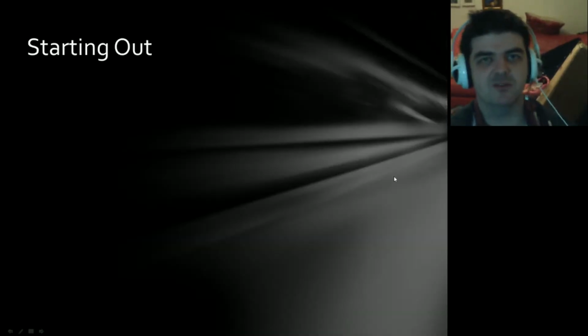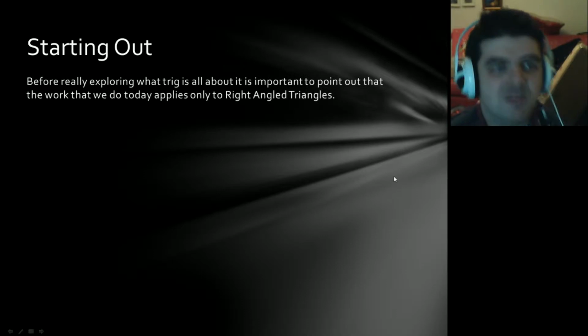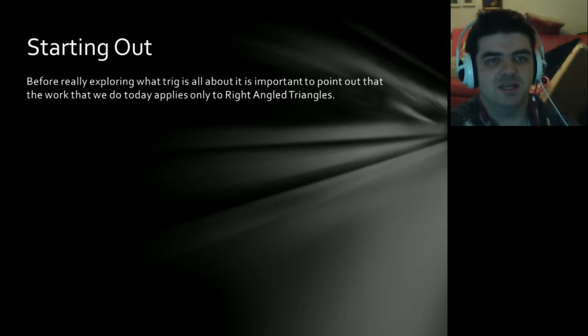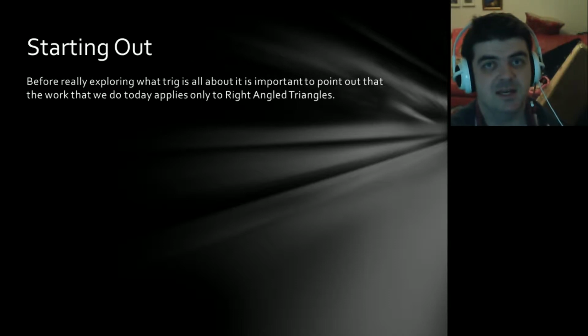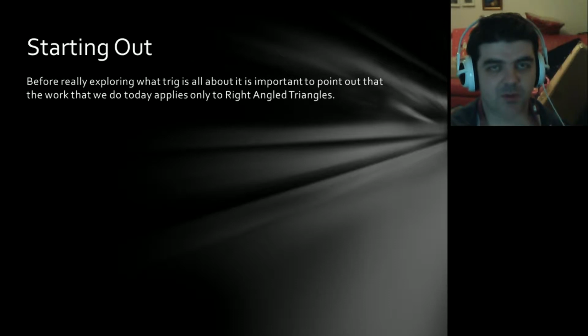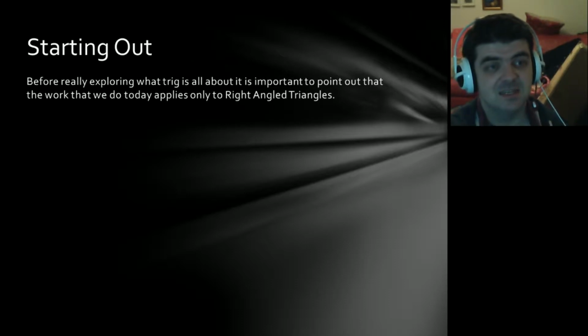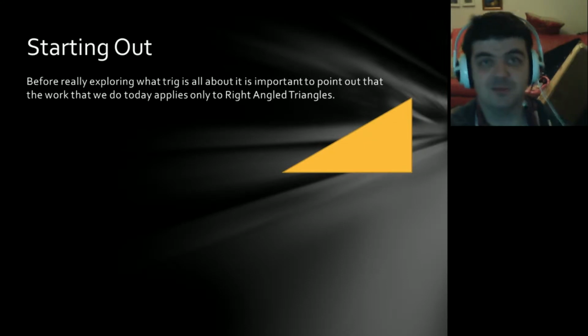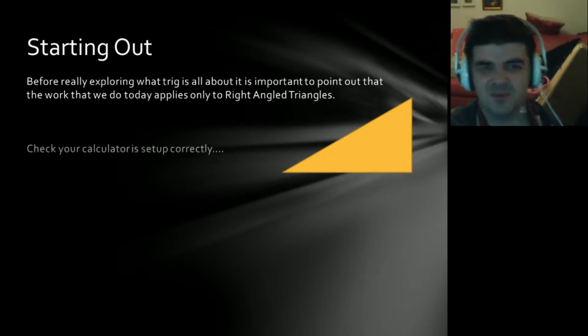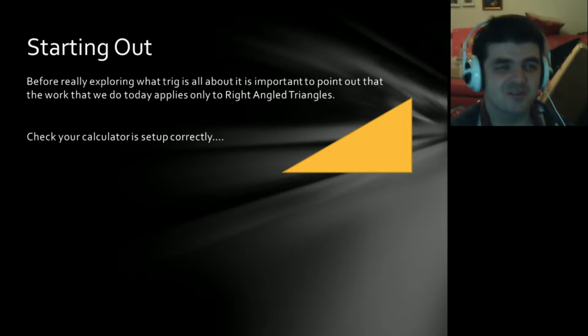Right, starting out in trigonometry. Before really exploring what trig is all about, it is important to point out that the work we do applies only to right angle triangles. So much like Pythagoras' theorem before it, this only works with right angle triangles. We will use the trig functions with other types of triangles, but the general rules of what we do today only apply to right angle triangles, and as such, you should treat it like that. Okay, like that. That's what a right angle triangle looks like. I forgot to put the right angle in. I'm such a dunce. Oh well.